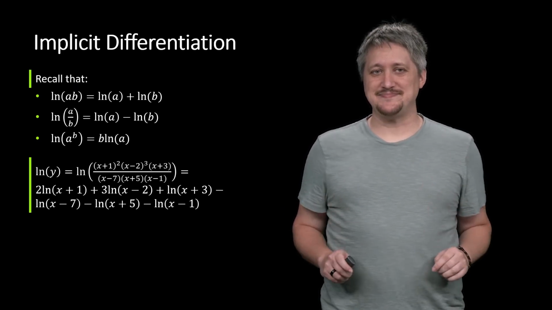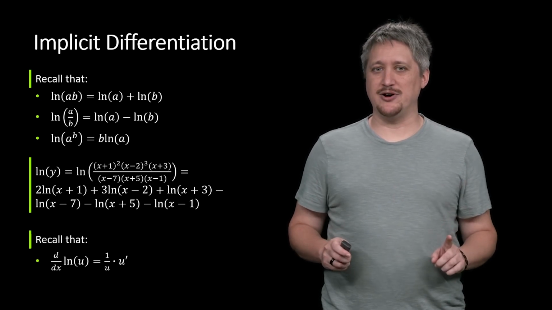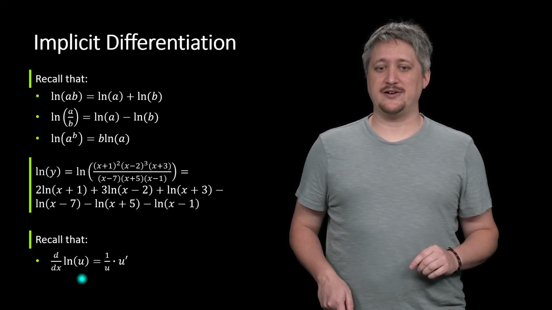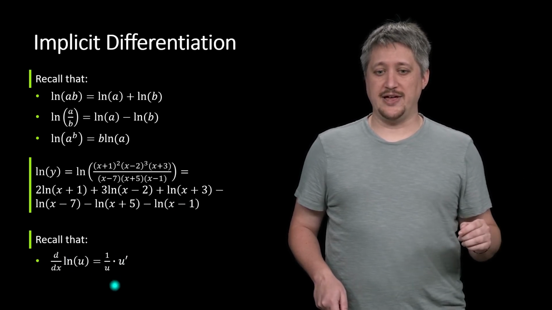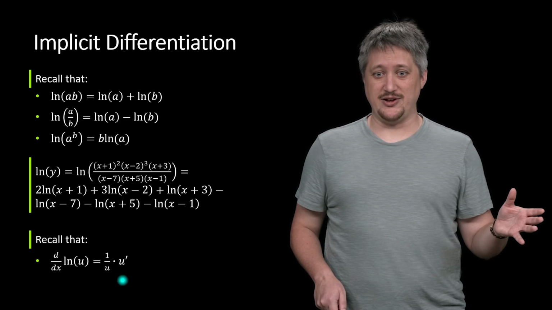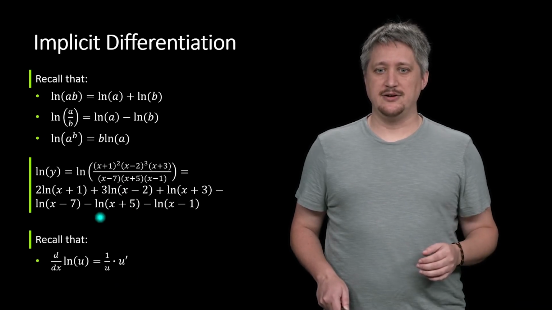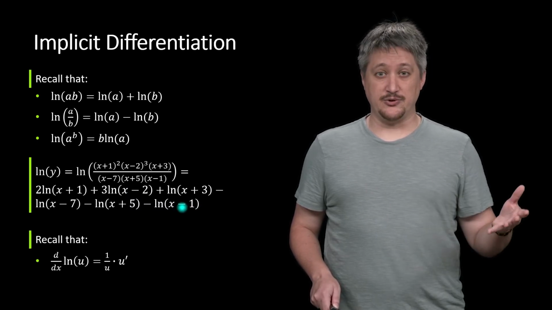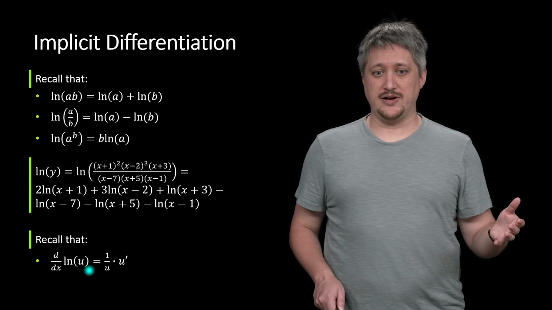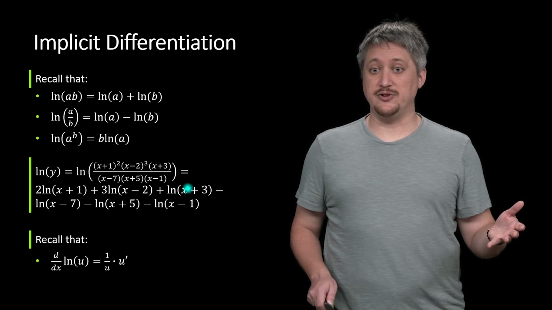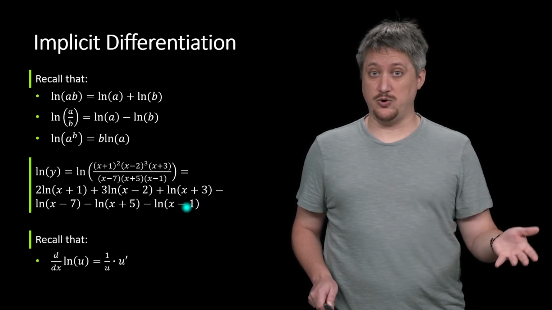But remember, we know how to do the derivative of natural log, and it's not that bad, right? So natural log's derivative: if I have the derivative with respect to x of natural log of some u, then it's 1 over u, times whatever the derivative of that thing is. That's the chain rule. So in particular, if I'm looking at natural log of x plus 3, then the x plus 3 is u, so the derivative would be 1 over x plus 3 times the derivative of x plus 3, which is just 1. So the derivative of this term, natural log of x plus 3, is just 1 over x plus 3.